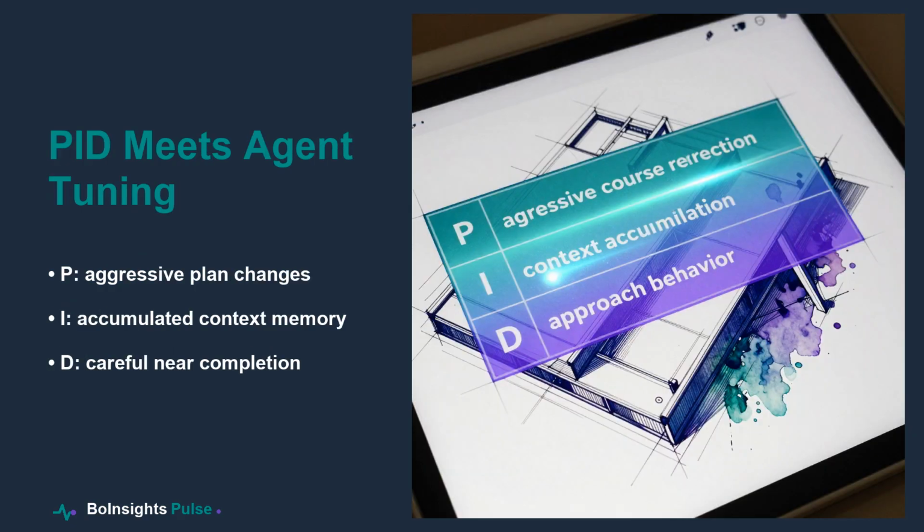A PID controller uses proportional, integral, and derivative signals. In agent loops, P is how aggressively the agent changes its plan when progress stalls. I is context accumulation, remembering past tool outputs and session history. D is the agent's behavior near completion, narrowing search and verifying more carefully. The mapping is direct, just with different names.